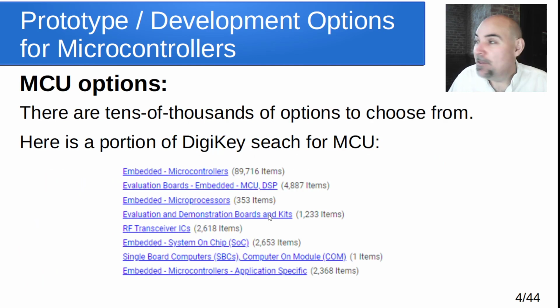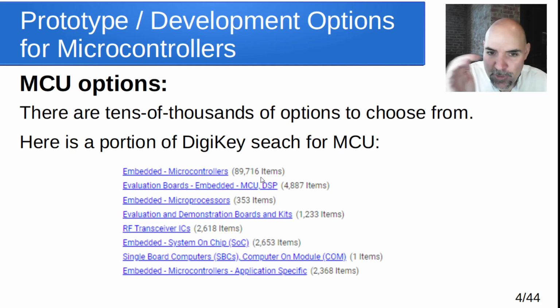Now, one of the nice things that makes that easier is that if we're looking for the right balance in a lot of these different variables, it's nice to have a lot of choices. And it turns out that there's tens of thousands, really hundreds of thousands, if you count all of them, of options to choose from. If you just go to a large distributor like DigiKey, a large electronics distributor and broker, and type in MCU, which is what I did here, notice we get just embedded microcontrollers in that category. There's almost 90,000 choices there.